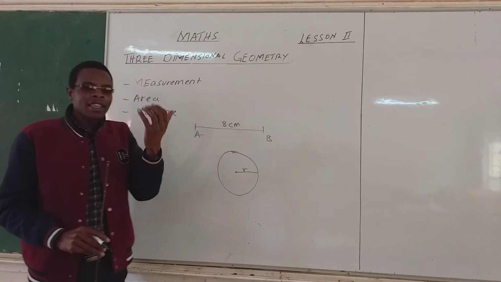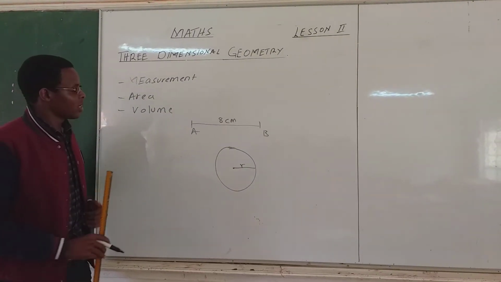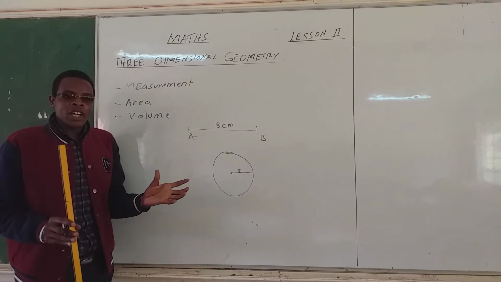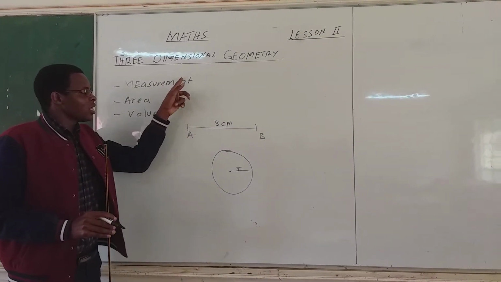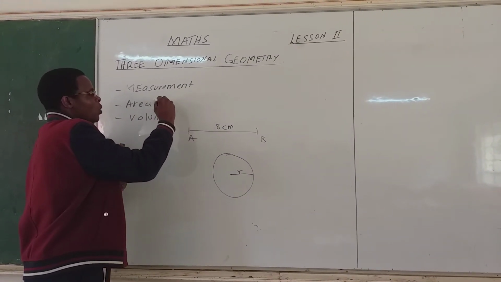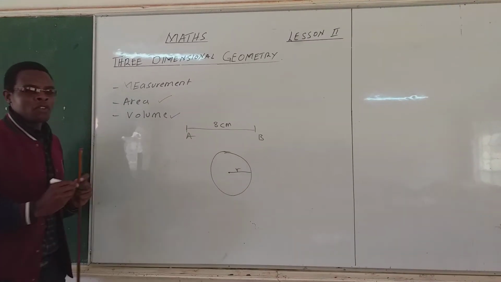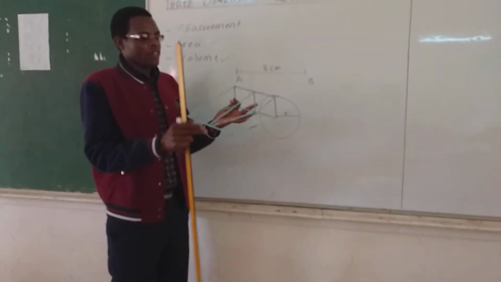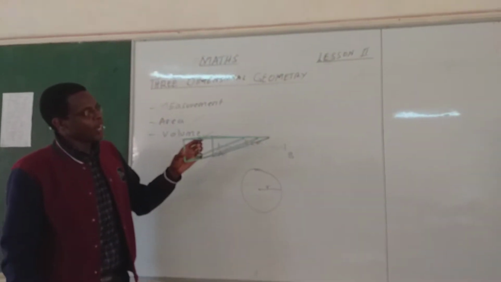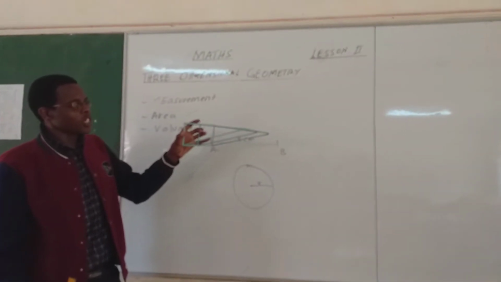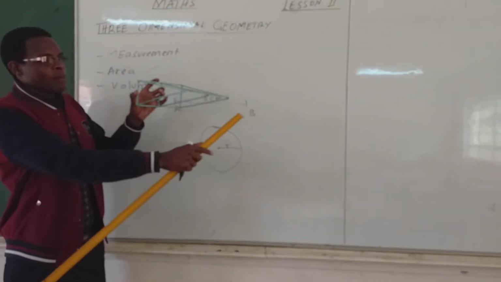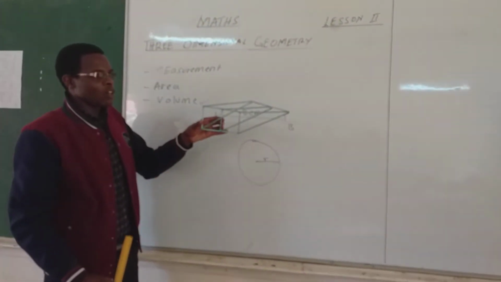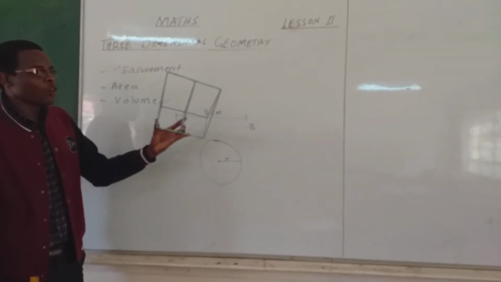Now, let us move to three-dimensional geometry. As I said, when we talk about three-dimensional geometry, these are the figures whereby you can find the measurement, the area, and also the volume from the same figure. For example, what I have here is a prism. From this prism, you can find the measurement, we can find the area, and also we can find the volume of this prism.